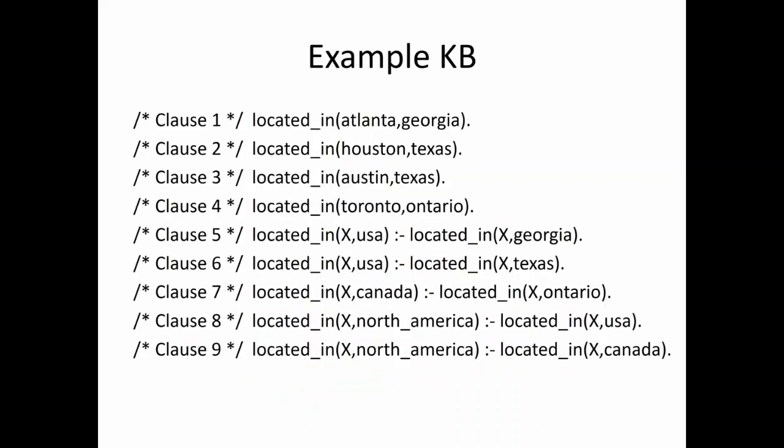So here's an example where we have 8 clauses. Atlanta is located in Georgia, Houston in Texas, Austin in Texas, Toronto in Ontario. So these are our facts. And then these are our rules. The rules are: something located in Georgia implies that that thing's in USA. Something located in Texas implies that that thing's in USA. So these are implications again.